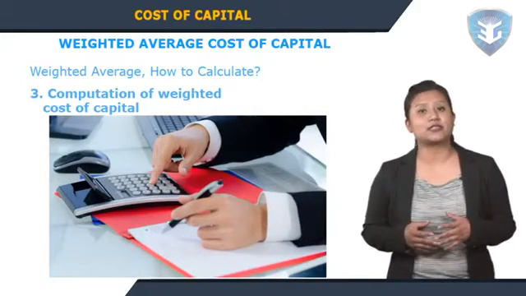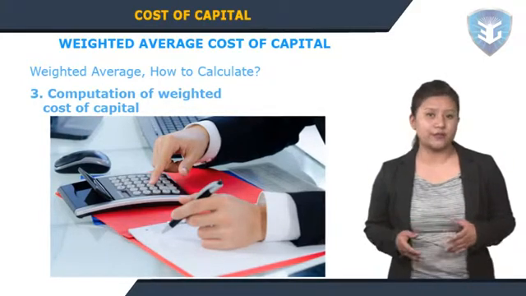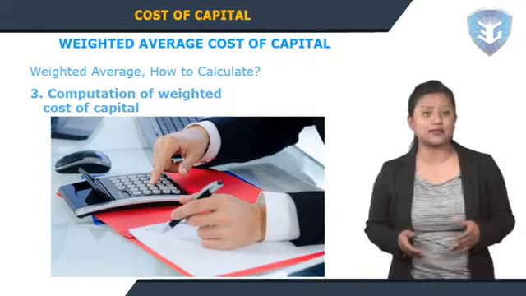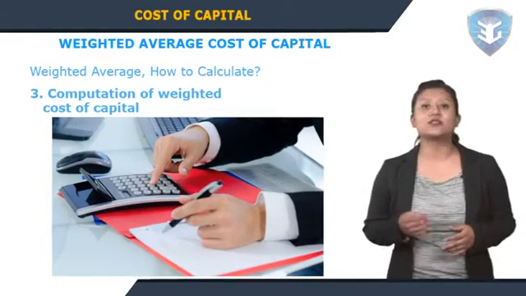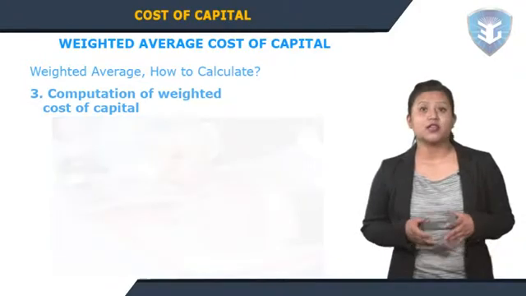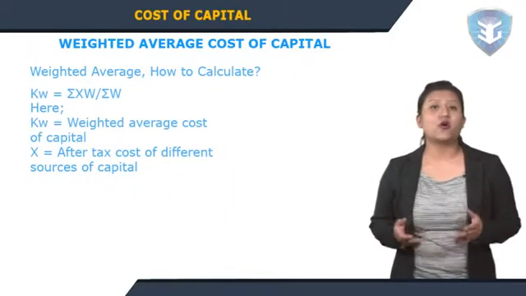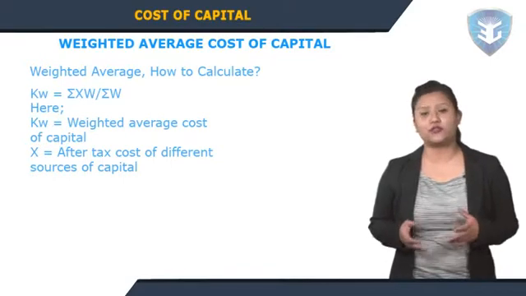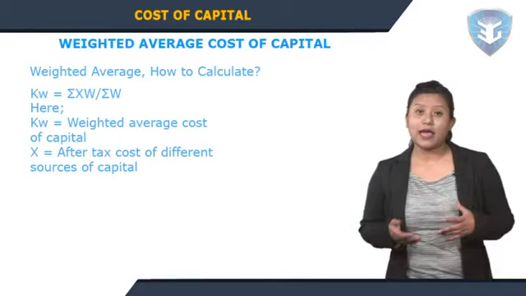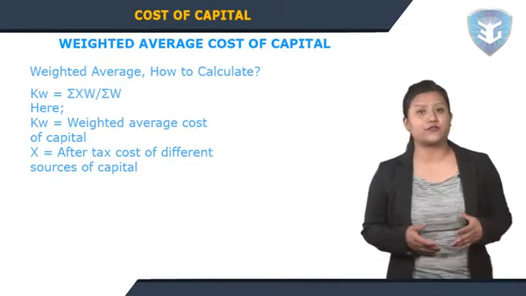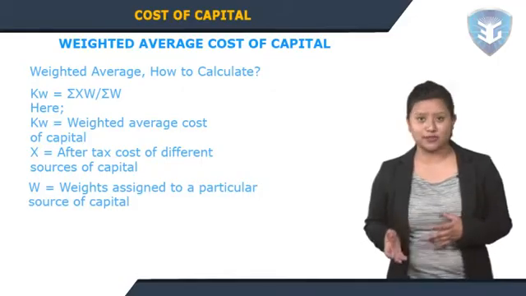Computation of weighted cost of capital. After ascertaining the weights and the cost of each source of capital, the weighted average cost is calculated by multiplying the cost of each source by its appropriate weights, and weighted cost of all the sources is added. This total of weighted cost is the weighted average cost of capital. The formula shown on the screen may be used for this purpose. KW equals the weighted average cost of capital, X equals the after-tax cost of different sources of capital, W equals the weights assigned to a particular source of capital.